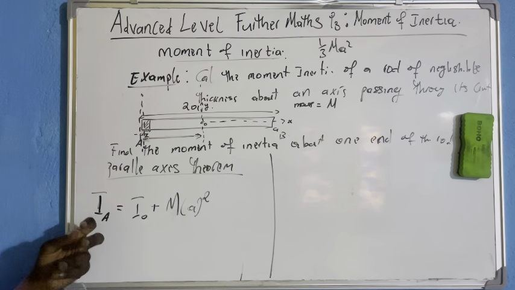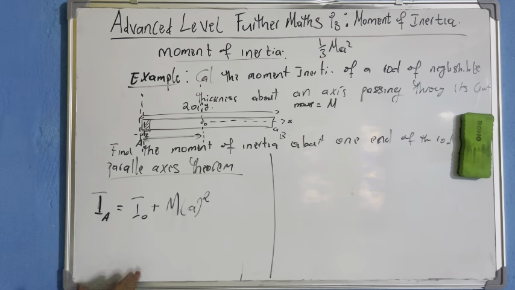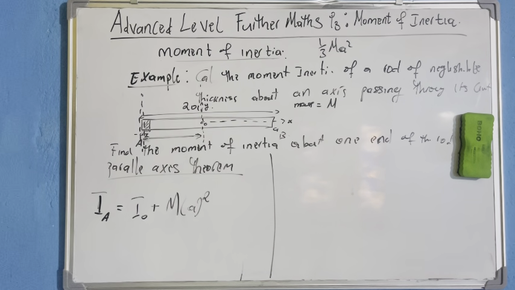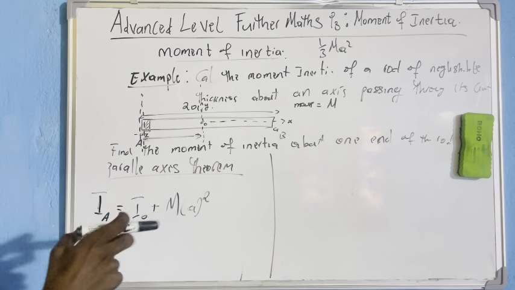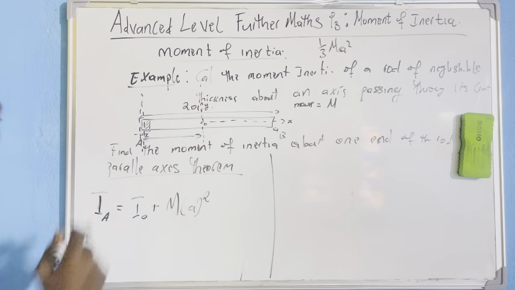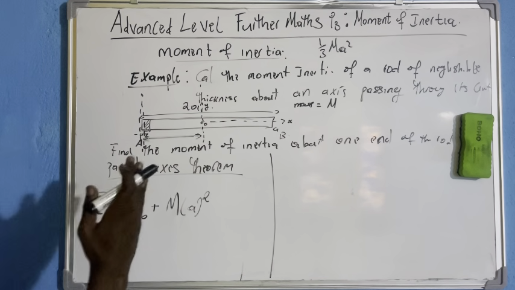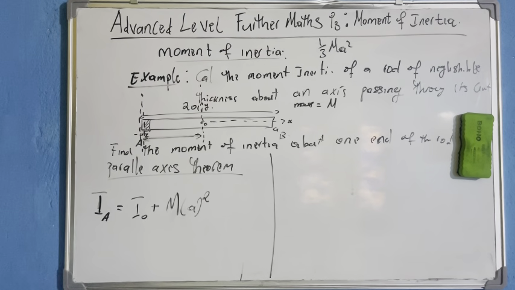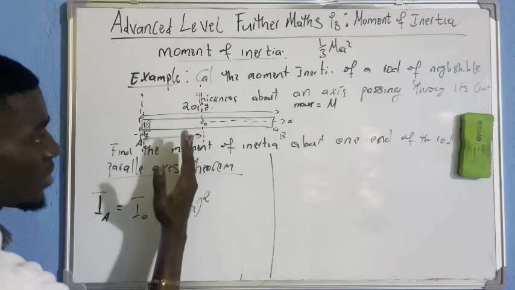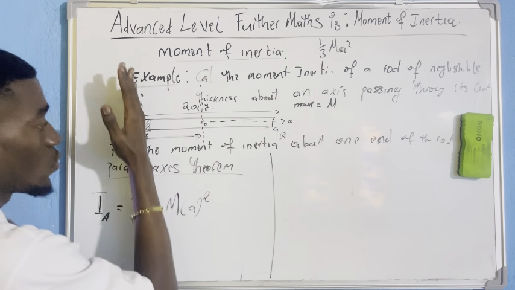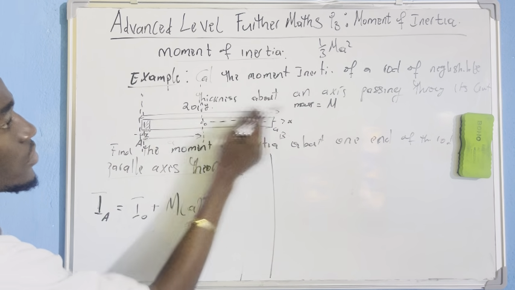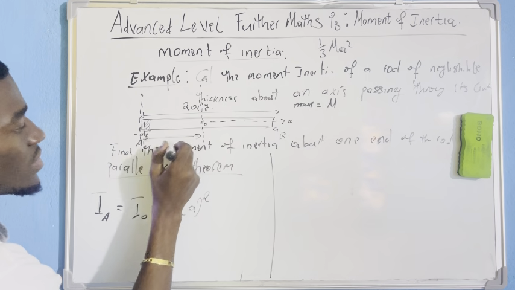As easy as that. If I want to calculate the moment of inertia about an axis passing through one of the ends of the rod, I first calculate the moment of inertia about an axis passing through the center, plus the mass of the rod times the distance squared separating the two parallel axes. As you are seeing, the axes are parallel. You take the distance separating them, and that distance should be A, because the distance from here to here is 2A. Therefore, the distance from one end to the center is A.